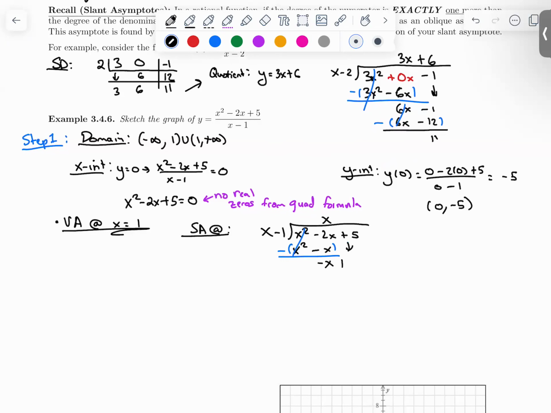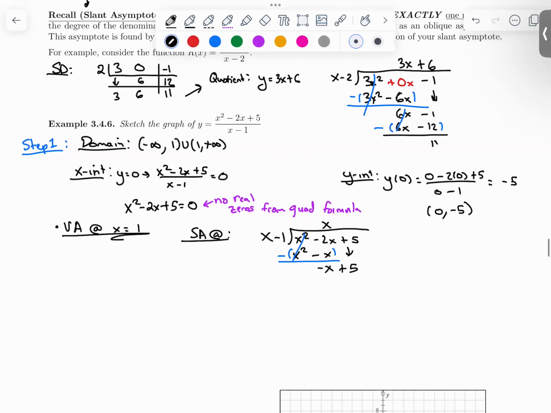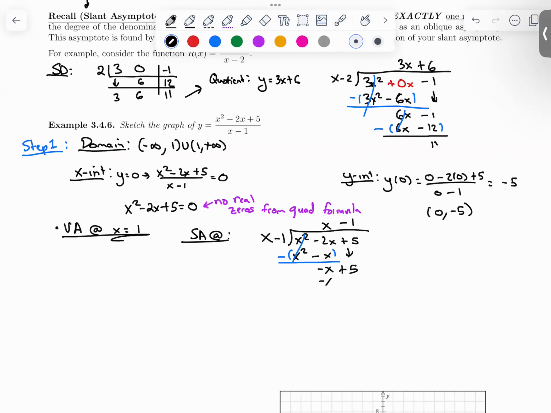And then bring down the plus 5. How many times does x go into negative x? It goes into it -1 times. Then we get negative x plus 1, which we subtract, canceling that, and you get 5 minus 1. That'll be 4. But regardless, the slant asymptote is at y equals x minus 1.